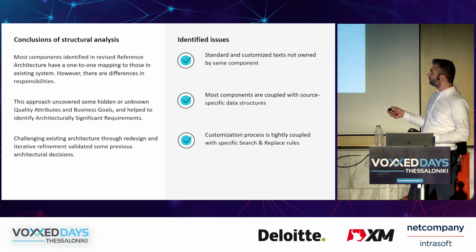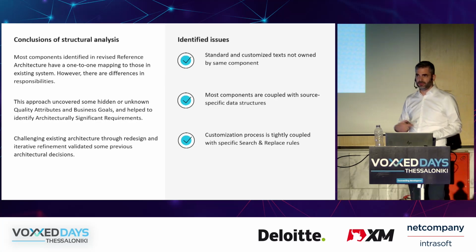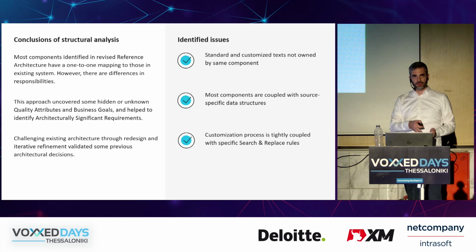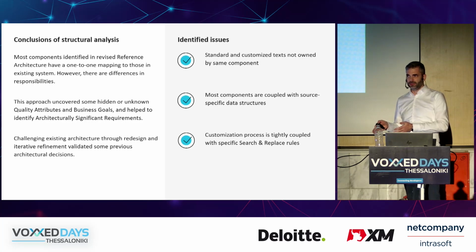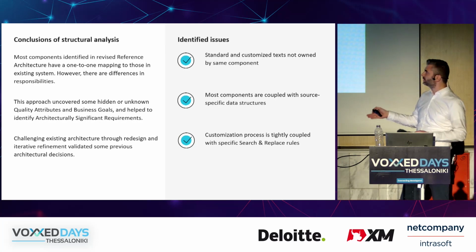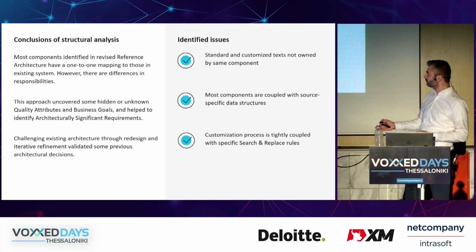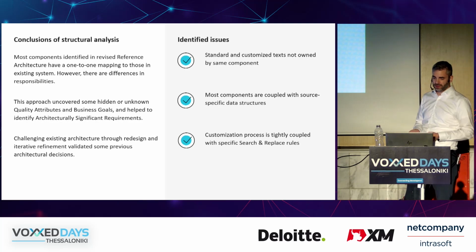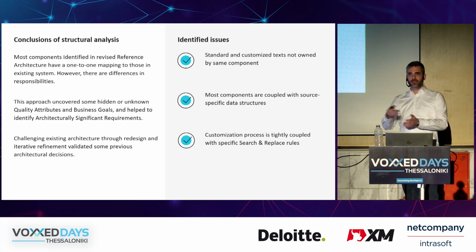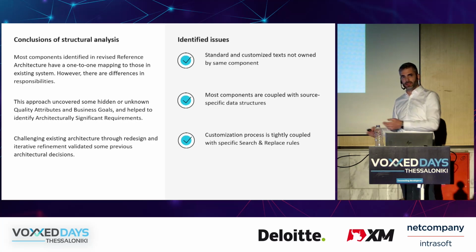In the end, most components identified by the revised reference architecture had a one-to-one mapping to the architecture that they came up with, but the responsibilities were different in some cases. So you can see that this approach, when you consider quality attributes and business goals, helps you identify architecturally significant requirements. And also this methodology of challenging an architecture, going back to the inputs and comparing it with the reference, has its benefits as well.